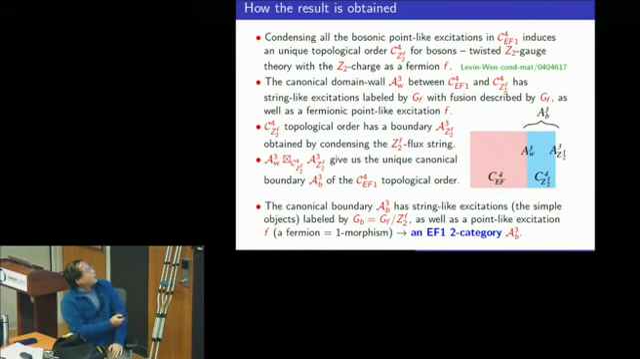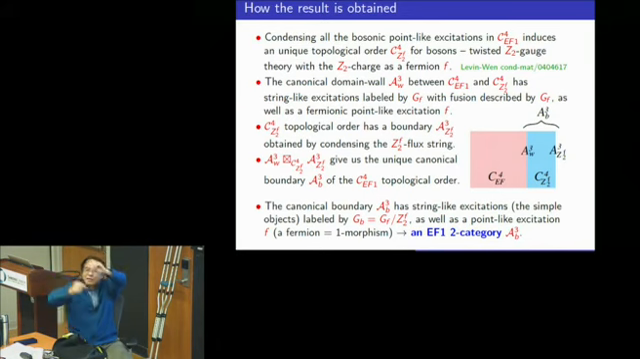And how do you do the proof? Let's do that very quickly. The idea is again the same. We want to condense the particles to get the boundary. But now some particles are fermions, so we cannot condense them. We can only condense the bosons. So we condense all the bosons to get the boundary. When you condense all the bosons, you get another topological order. In this topological order, the only particle is a fermion, just a single fermion.